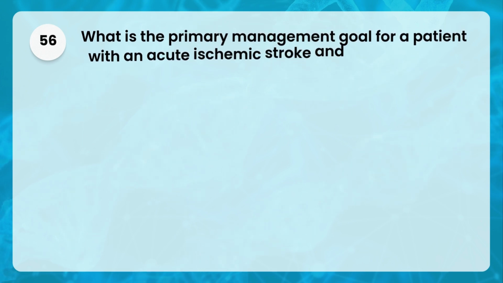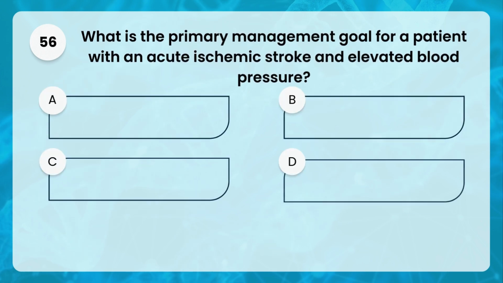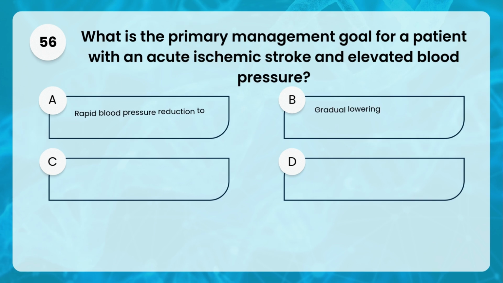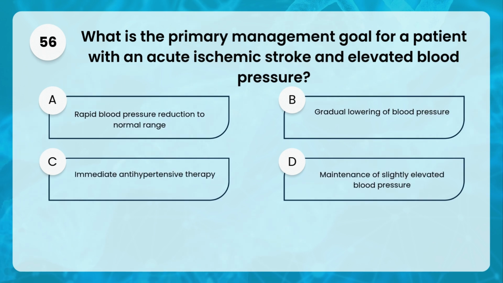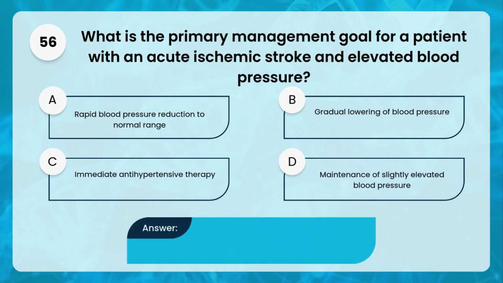56. What is the primary management goal for a patient with acute ischemic stroke and elevated blood pressure? A. Rapid blood pressure reduction to normal range, B. Gradual lowering of blood pressure, C. Immediate antihypertensive therapy, or D. Maintenance of slightly elevated blood pressure? The answer is B. Gradual lowering of blood pressure.